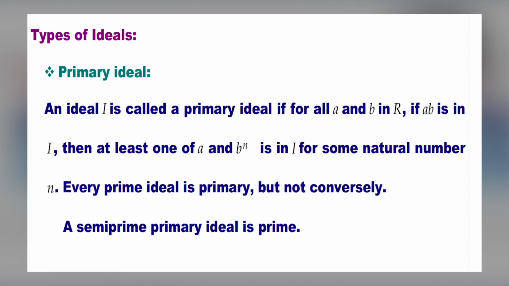Next is primary ideal. An ideal I is called a primary ideal if for all a and b in R, if ab is in I, then at least one of a and b to the power n is in I for some natural number n. Every prime ideal is primary but not conversely. A semi-prime primary ideal is prime.